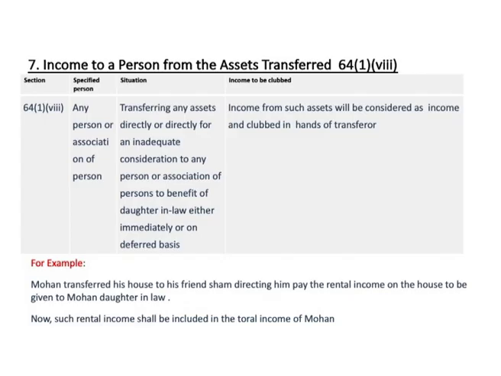Income to a person from assets transferred under section 64(1) clause 8. So, here the scenario is similar. Any person or association of persons is a specified person. The situation here is transferring any assets directly or indirectly for inadequate consideration to any person or association of persons to benefit the daughter-in-law, either directly or indirectly, immediately, or on a deferred basis. Even in such a case, income from such assets will be considered as income and clubbed in the hands of the transferor.